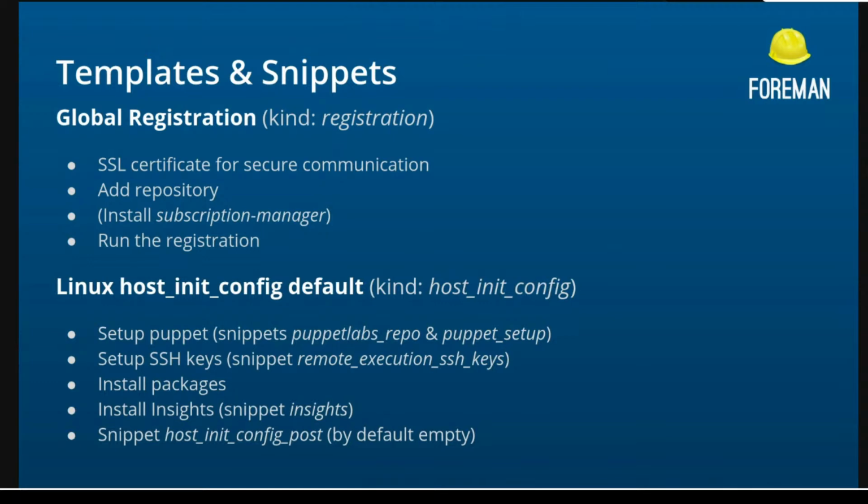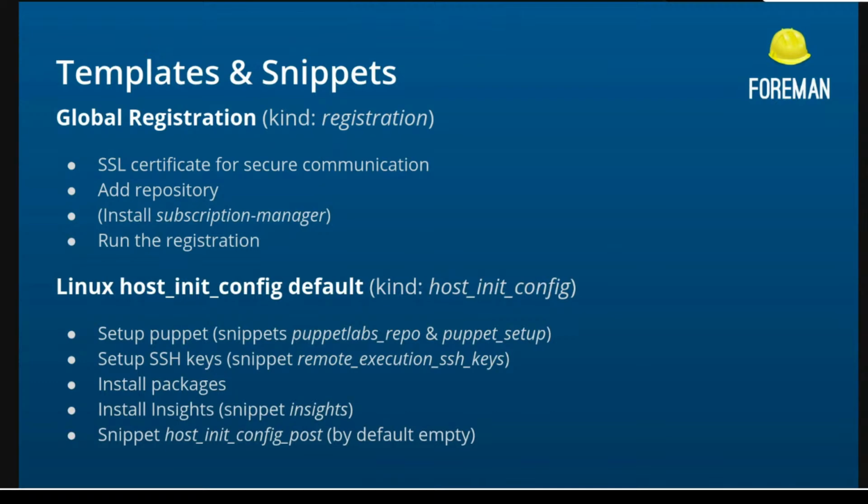Adding repositories. If you want to add any repositories before the registration, this is where the magic is happening. Installing subscription manager if you have catalog and you are registering CentOS or real machine. We will install the subscription manager and run the actual registration. At the end of the template, we will call second register endpoint where we will render Linux host initial configuration template. This template already knows that we have the host in the database, so what we are doing on it.